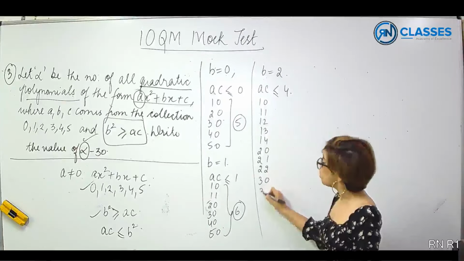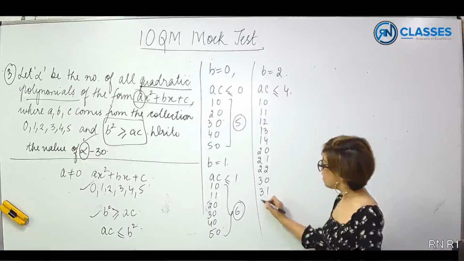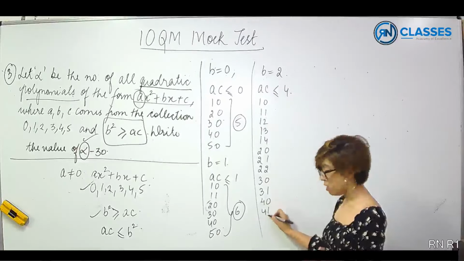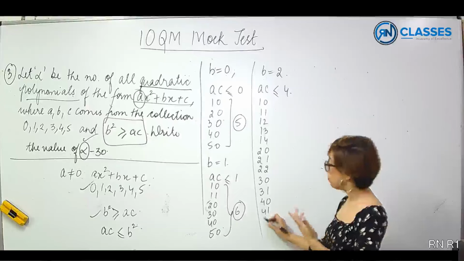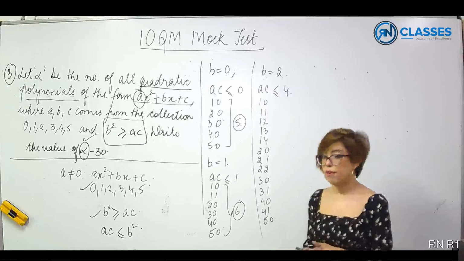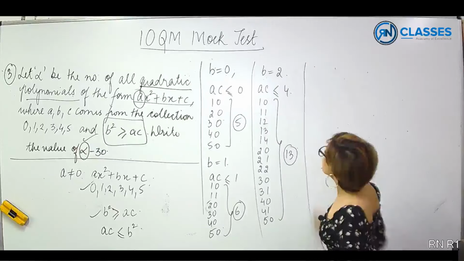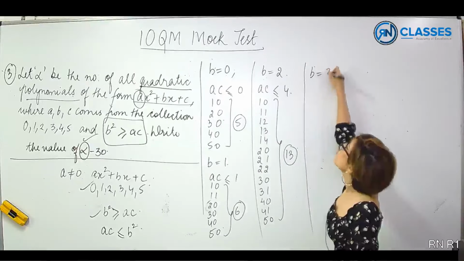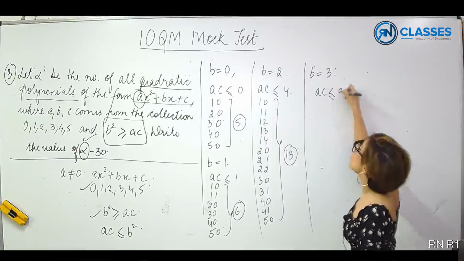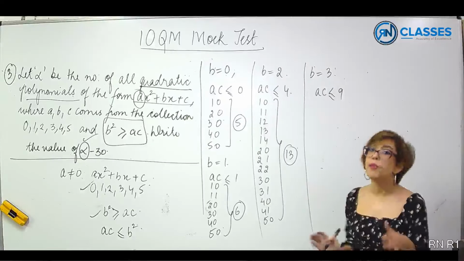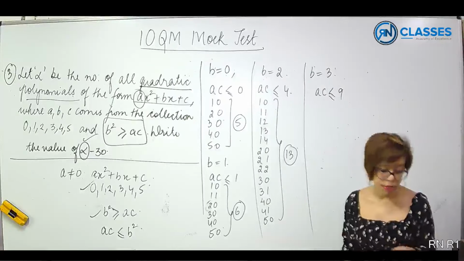So 3 0, 3 1, 3 2, no. Then 4 0, 4 1, yes. Then obviously 4 2 will not come. Then 5 0. And that is the end of it. Now these are 13 in number. Right? So on similar lines, you can find when B is equal to 3, AC less than or equal to 9. You just need to find the solutions. Provided you move in a systematic manner, the answer should be there.